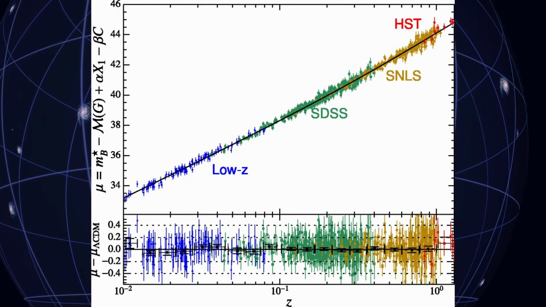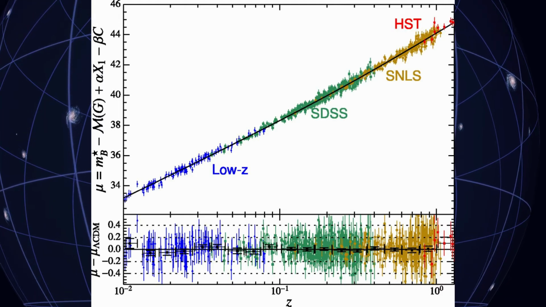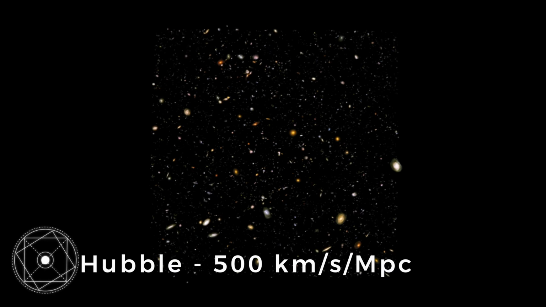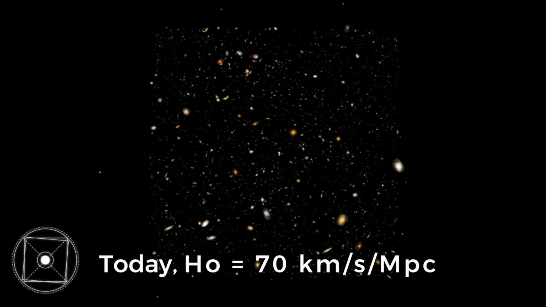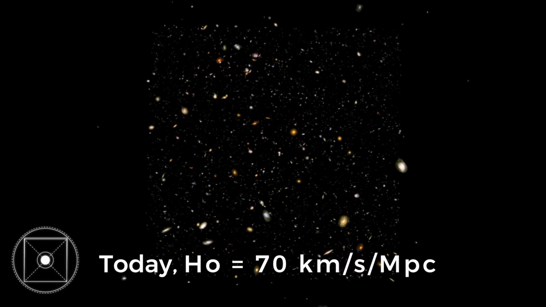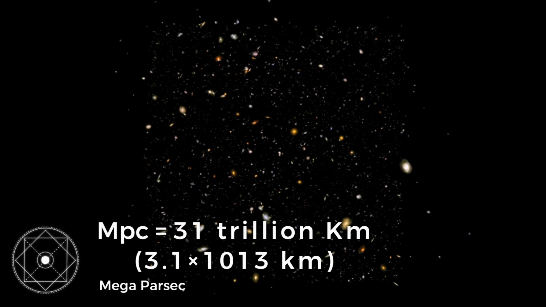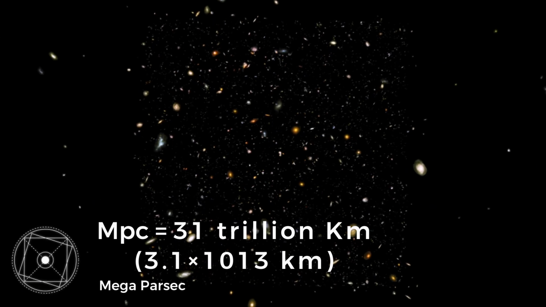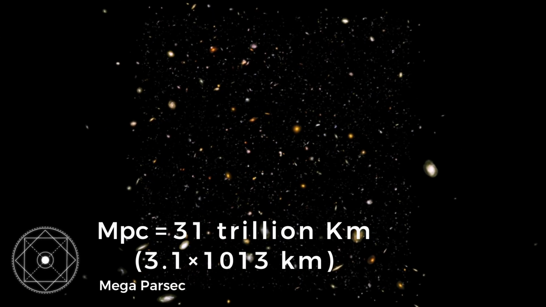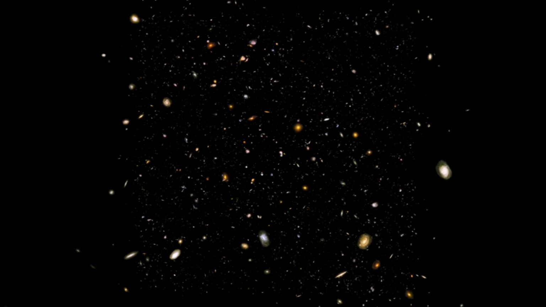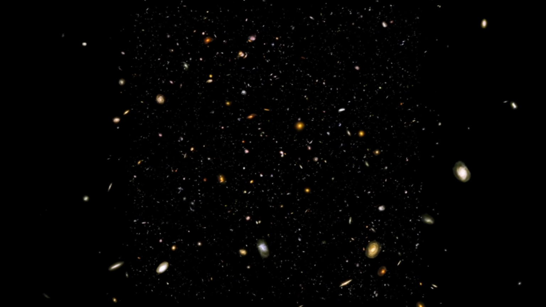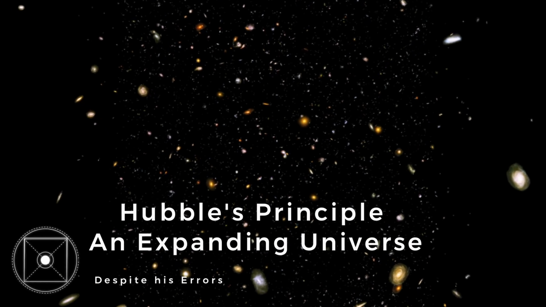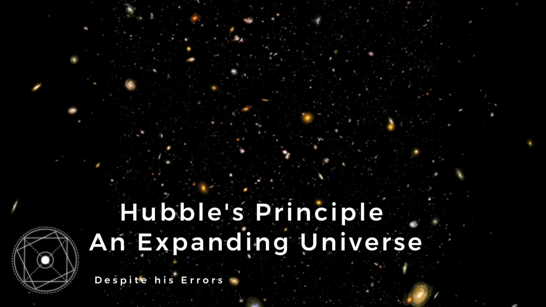Hubble's value for H0 was 500 kilometers per second per megaparsec, whereas today we know it is actually 70 kilometers per second per megaparsec. A megaparsec is 31 trillion kilometers. However, despite the difference and its implications for the expansion rate and therefore the age of the universe, Hubble's fundamental discovery of the expanding universe is not affected.